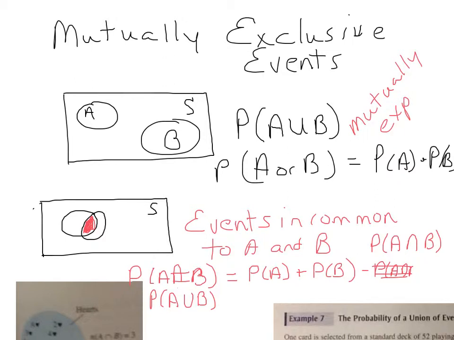So if they're mutually exclusive, we take the probability of A plus the probability of B. If they are not mutually exclusive, we take the probability of A plus the probability of B and subtract out what's common to both. Can you rewrite the formula if they have them in common?